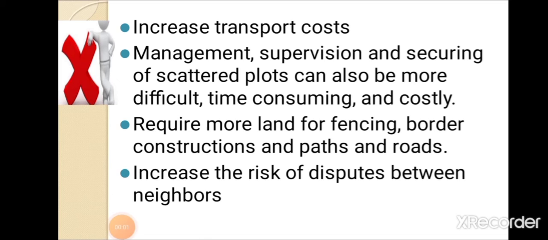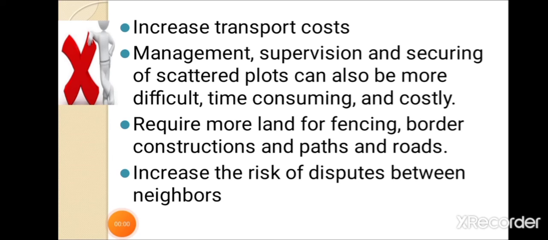Next point, that is fragmented land can increase the transport cost as the plots are located far away from home and far away from each other. There is wastage of time for workers spent on traveling in between the plots and the home. After that, next disadvantage is management, supervision and securing of scattered plots can also be difficult, time consuming and costly. So as with large land holding, the management supervision is difficult.